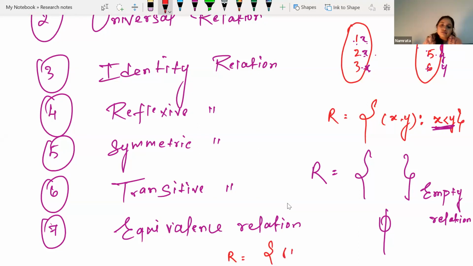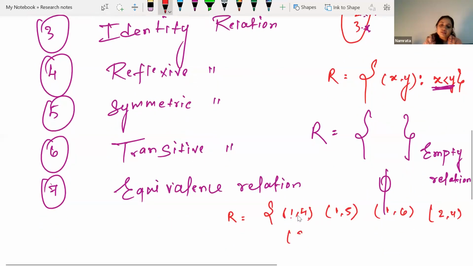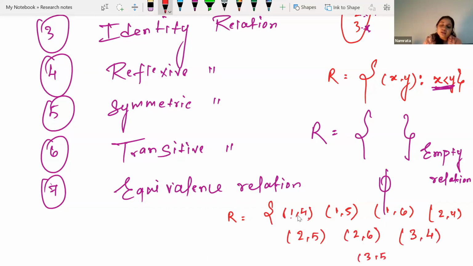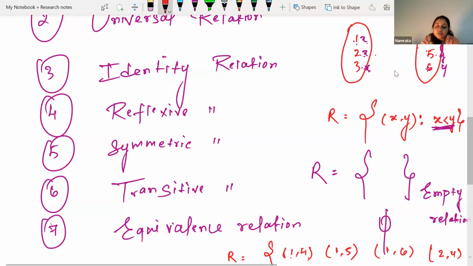So the first one, 1, 4: 1 is smaller than 4. 1, 5: 1 is smaller than 5. 1, 6: 1 is smaller than 6. Then 2, 4: 2 is smaller than 4. 2, 5: 2 is smaller than 5. Then 2, 6: 2 is smaller than 6. Again 3, 4, 3, 5, and 3, 6. You can see we have taken all the possible arrangements from the two sets.